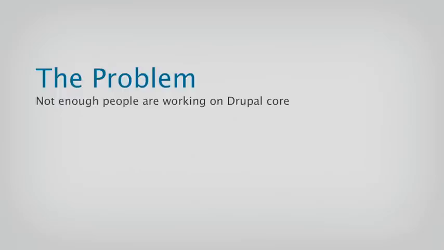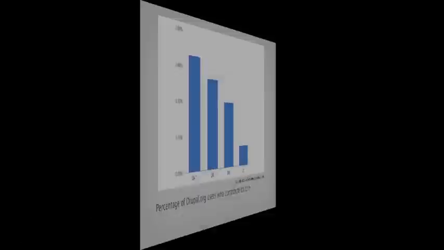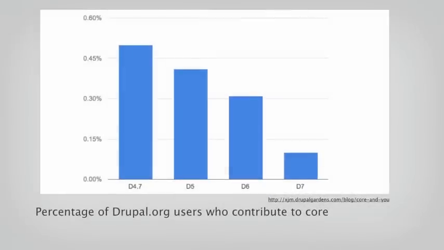The problem that is actually being addressed by this project is that there simply aren't enough people who are working on core. Now, if you look at this chart here, you can see that the number of contributors has risen over time, and we actually had almost 1,000 contributors for Drupal 7, which is a good number of people. But if you flip this around and look at it from the other side, in terms of the percentage of people who are actually using Drupal in the community, it's gone down dramatically over time. So the community has been expanding at a really rapid pace, and the number of people who are actually helping with core is not keeping pace with that.